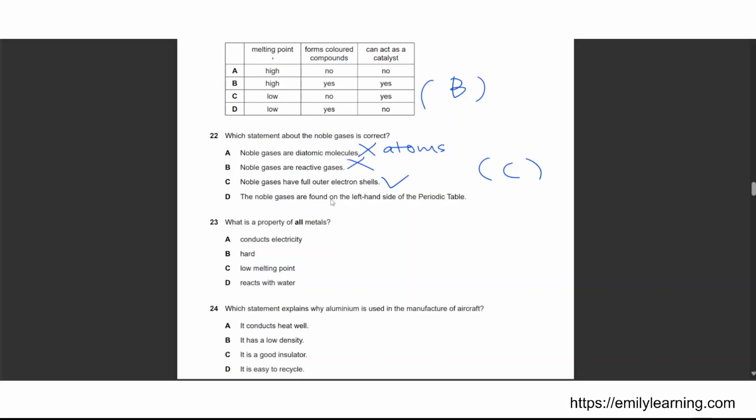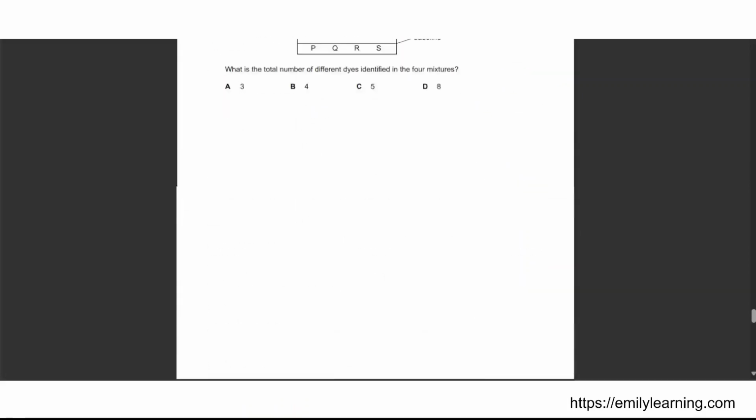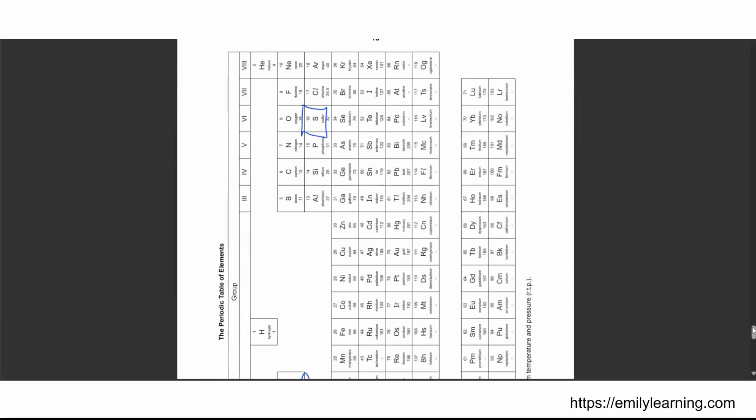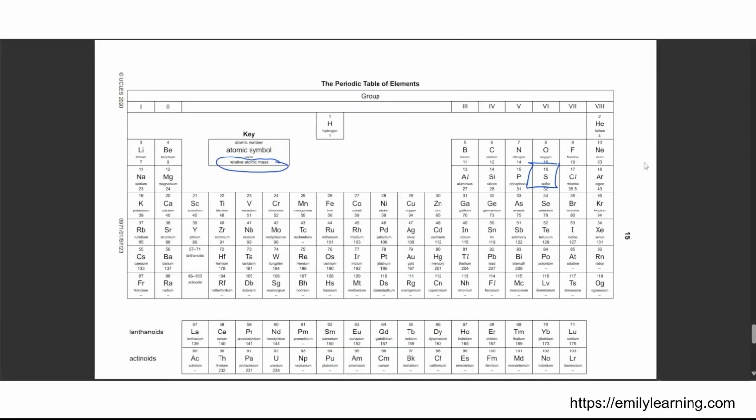Noble gases are found on the left hand side of the periodic table. Wrong. They are found on the right hand side of the periodic table, as can be seen from here. They are way on the right, all the way on the right. This is your noble gas.